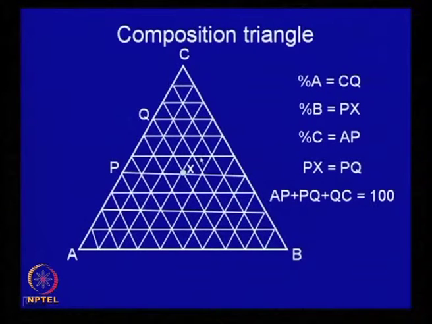In fact, this is easily seen over here. The percentage of A is represented by this length, which is actually Cq. Similarly, the percentage of B is represented by Px. Since this is an equilateral triangle, Px is equal to Pq. And the percentage of C is Ap, from this point to this point. Therefore, if you add all these up, it comes to 100.